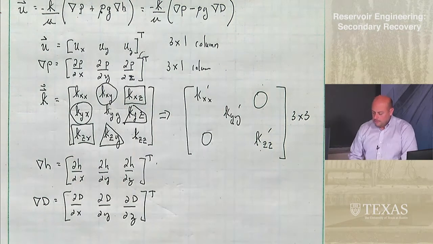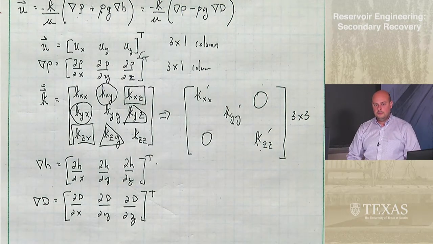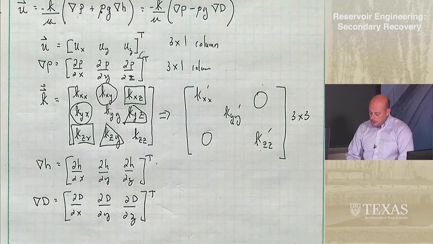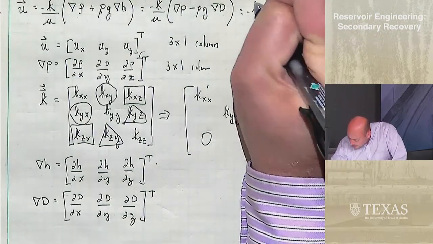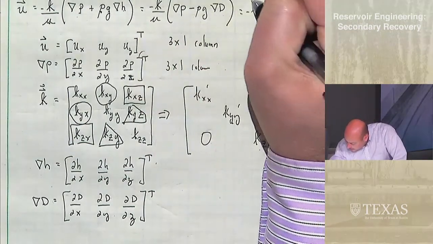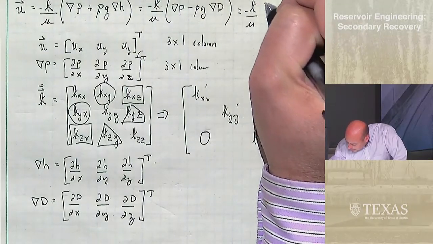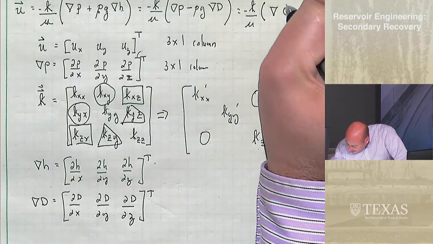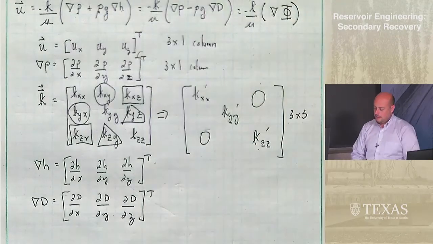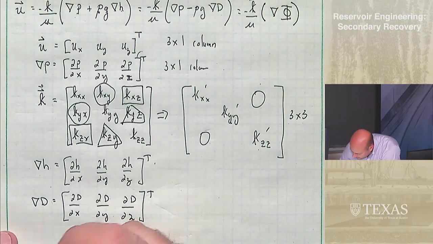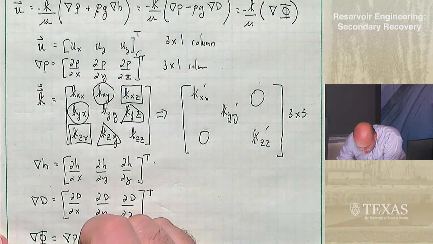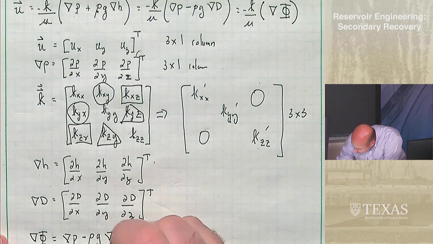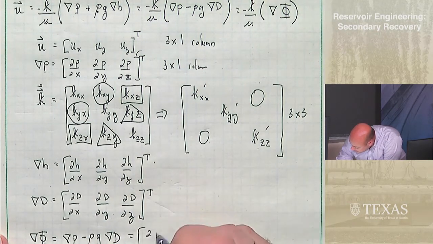These are equivalent forms of Darcy's law in multiple dimensions. Another way this is sometimes written is in terms of potential. We can write this as minus k, and I should have left this as a tensor, over mu times del phi, where del phi is by definition del P minus rho g del d, which is a vector.